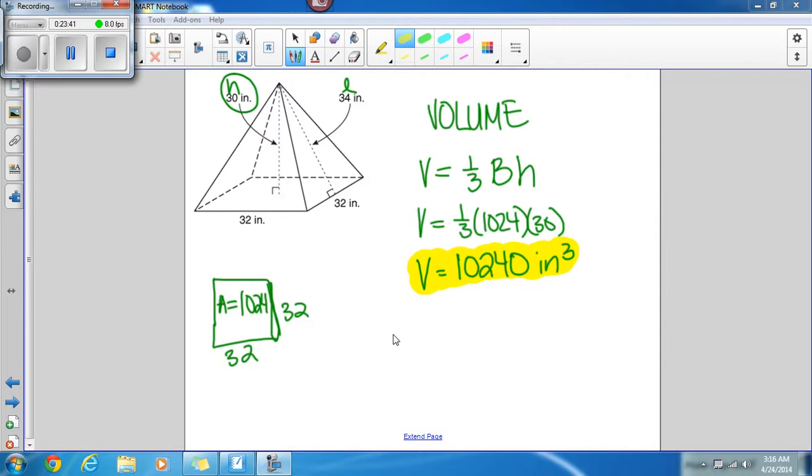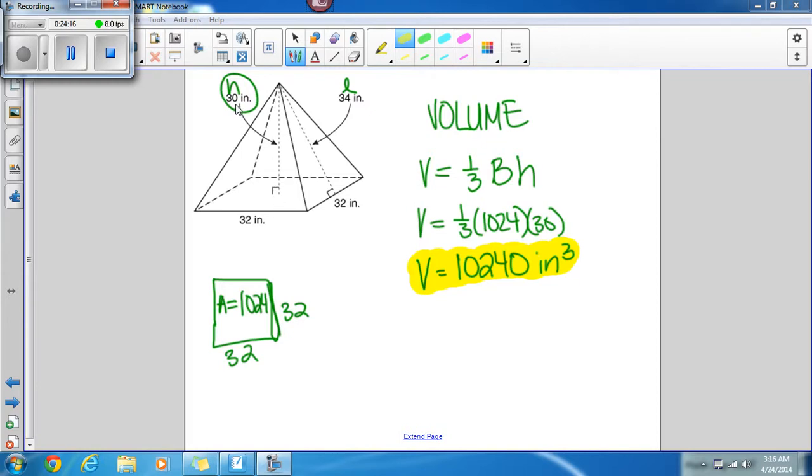Okay, and we're back. So for this one, I got that the volume is equal to 10,240 inches cubed. So the base, again, is a square. It's 32 by 32. So in order to find the area of that, you have to multiply those two. 32 times 32 gave me 1024. So I was able to take that and plug that in for B, which is the area of the base. The height, there's two measurements here. One, again, is the slant height. The 34 is the slant height. And then we have that 30 inside, which is the height of the figure.